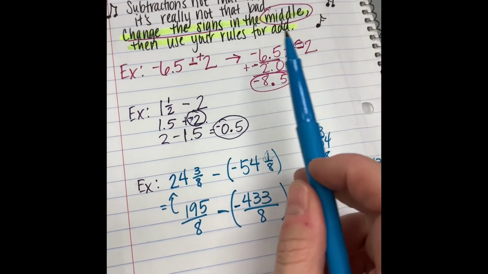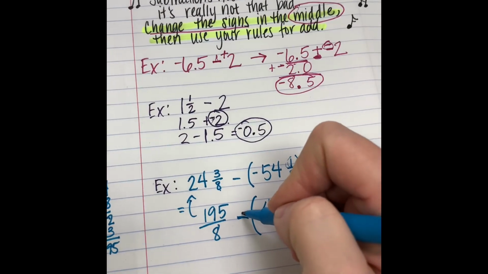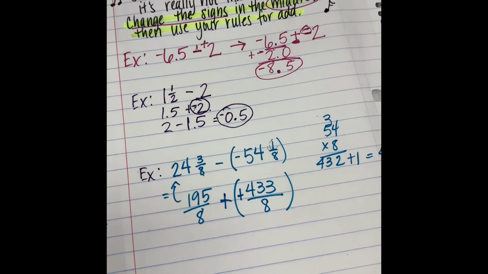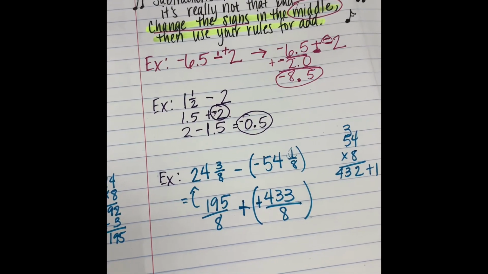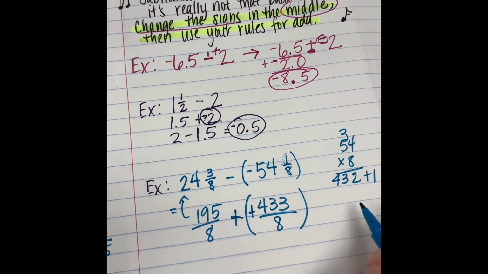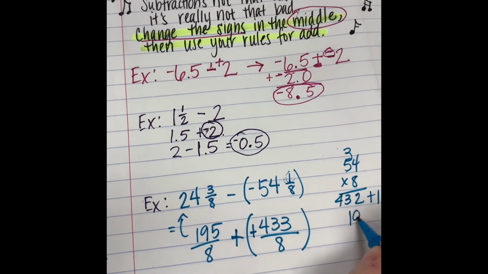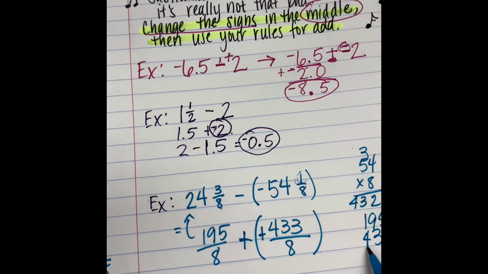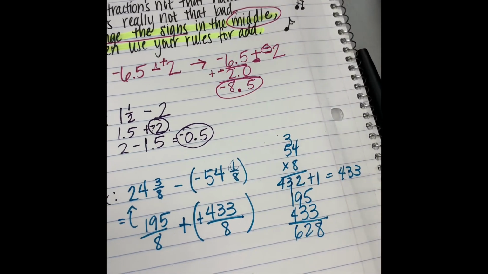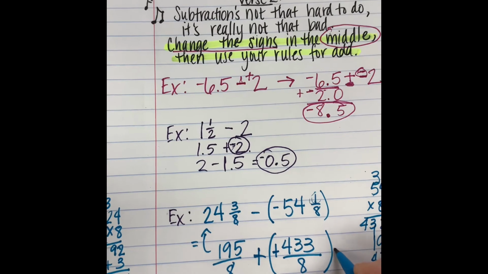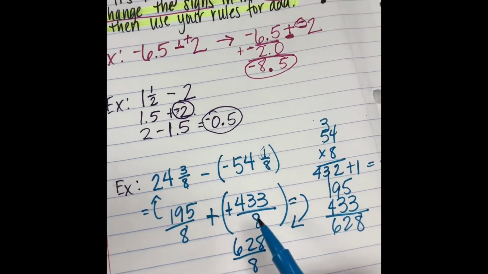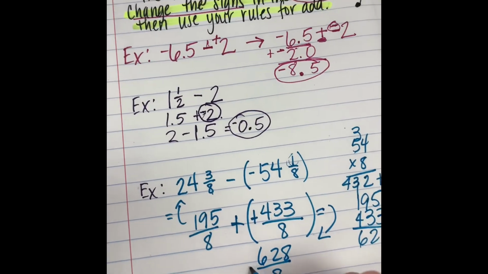Now we're going to subtract. Our rules say change the signs in the middle, then use your rules for add. So change the signs in the middle. One sign there, change that to positive. Ooh, much nicer. Now we can add, okay? So now we have 195 plus 433, and that will equal 628 over 8.